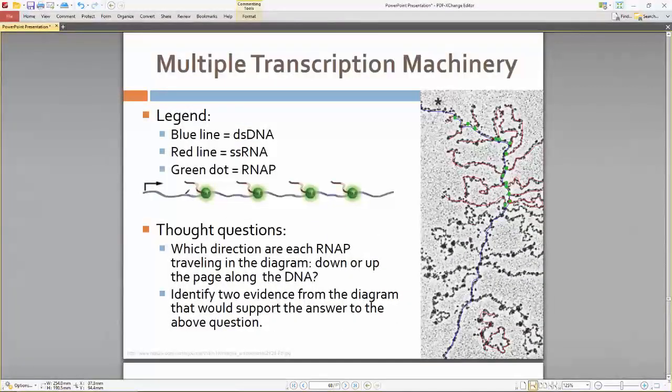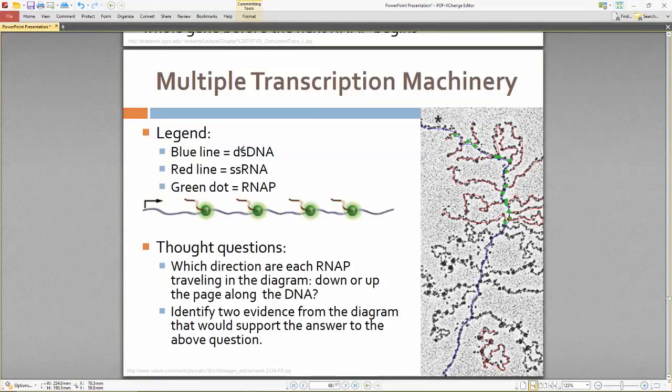Let's take a look. The blue line is dsDNA. Red line is ssRNA. Green, I'm not too sure what this DS and SS means, but the blue line is DNA, the red line is RNA, and the green dots are RNAP. So if you take a look here, let's say that this is like one gene from here to here. Look at all the different RNAPs that are on the gene at the same time.